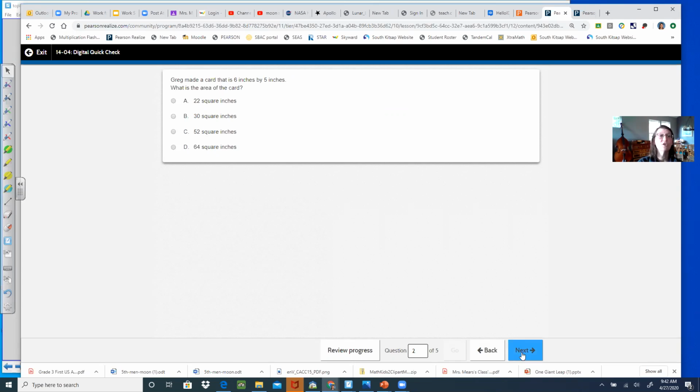Okay, number 2, Greg made a card that is 6 inches by 5 inches. What is the area of the card? So area equals length times width. Area equals 6 times 5. You can count by 5s for that one. And you are deciding, is it 22, 30, 52, or 64? You can pause the video, work that one out if you need to.